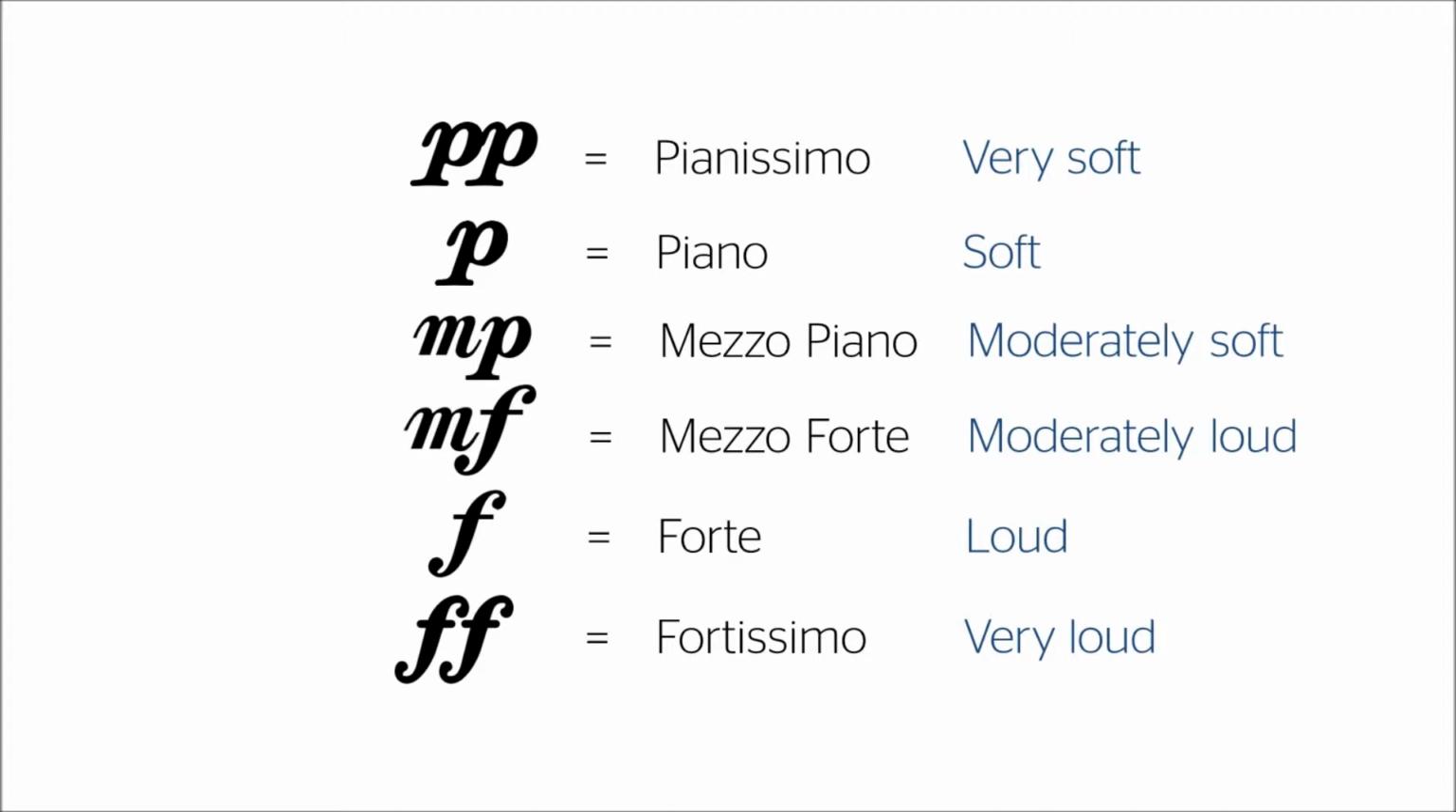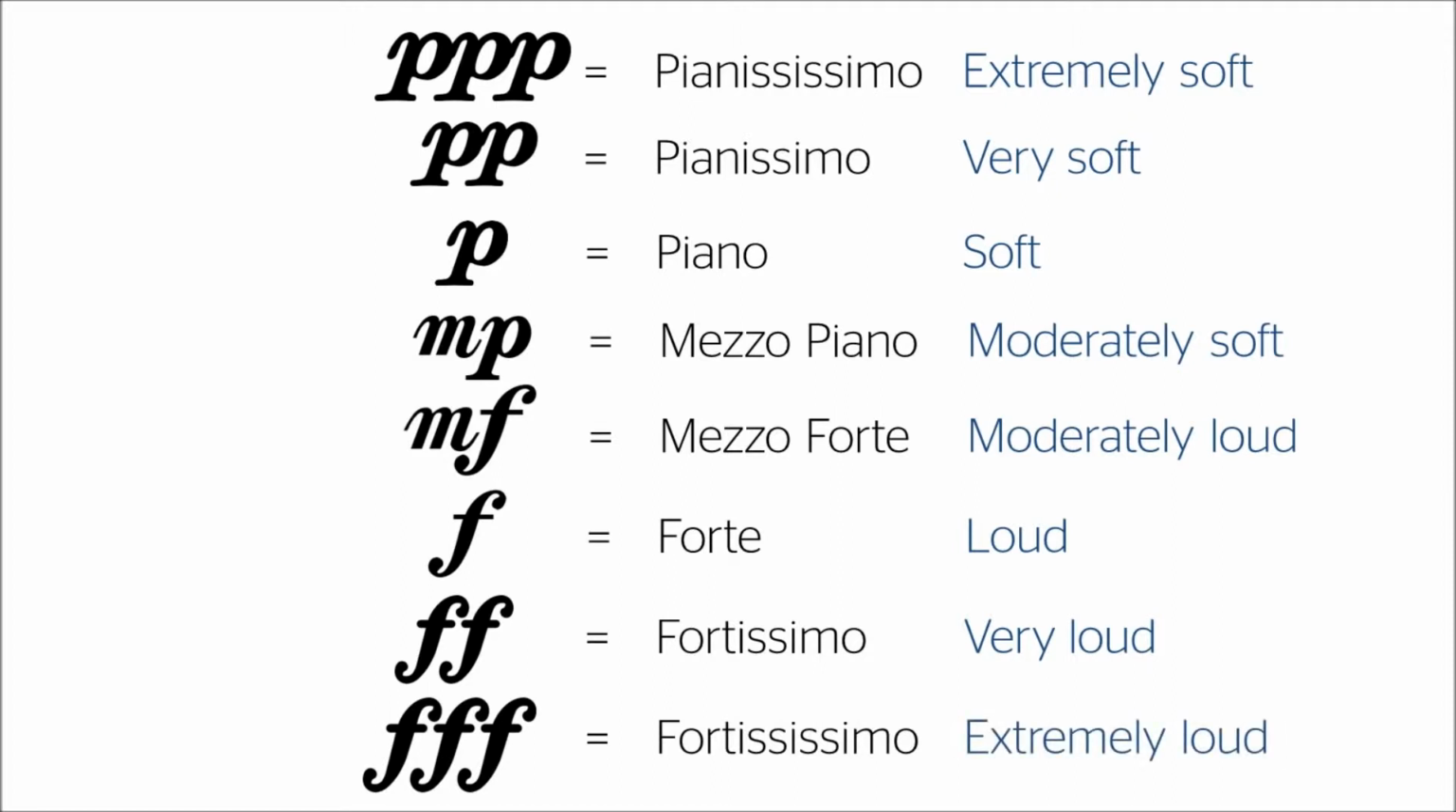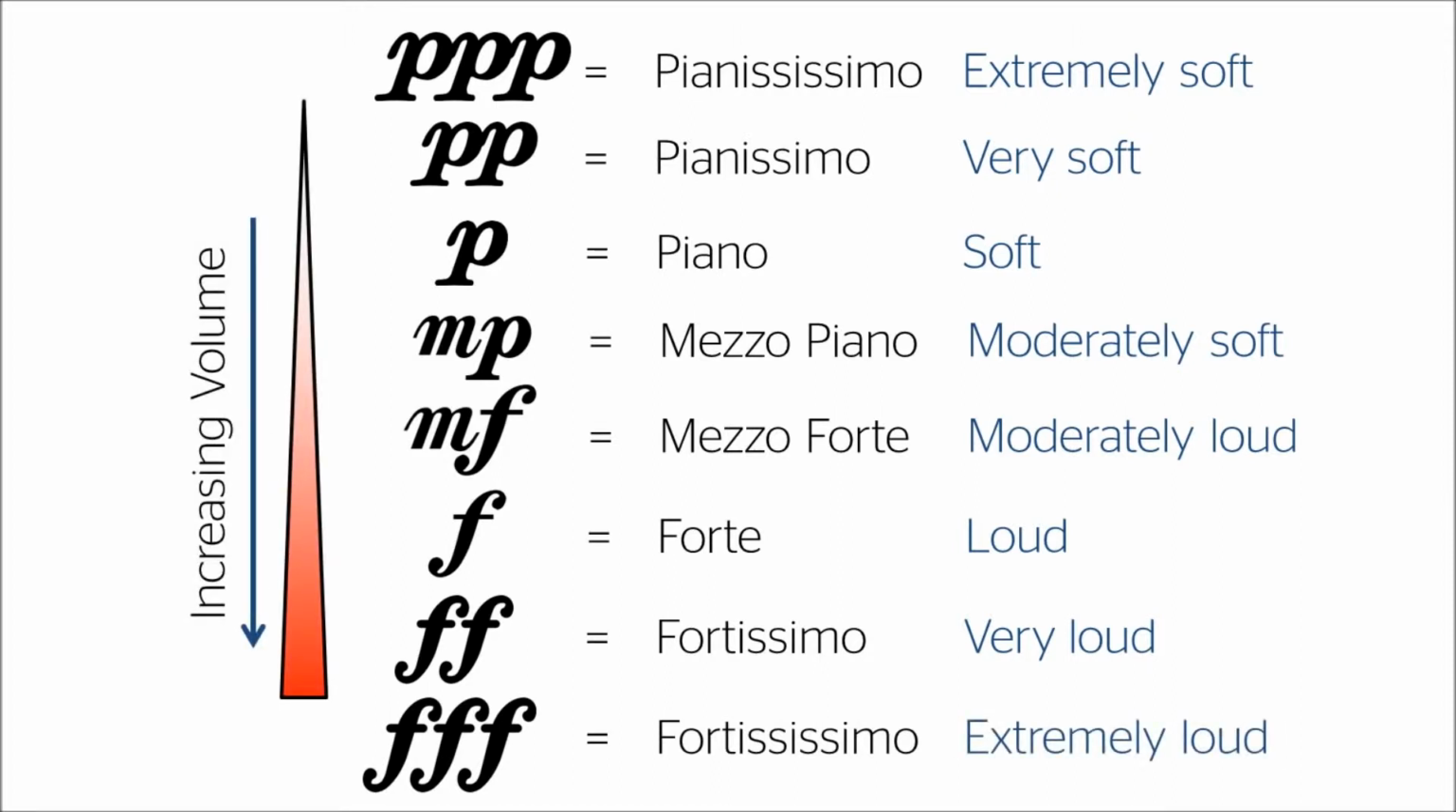If you want to get really crazy, you could see a triple P, which stands for pianississimo, meaning extremely soft, or a triple F for fortississimo, which is extremely loud. So from top to bottom is the order of increasing volume. In actuality, it will be extremely rare that you would run into anything louder than a fortissimo or softer than pianissimo.